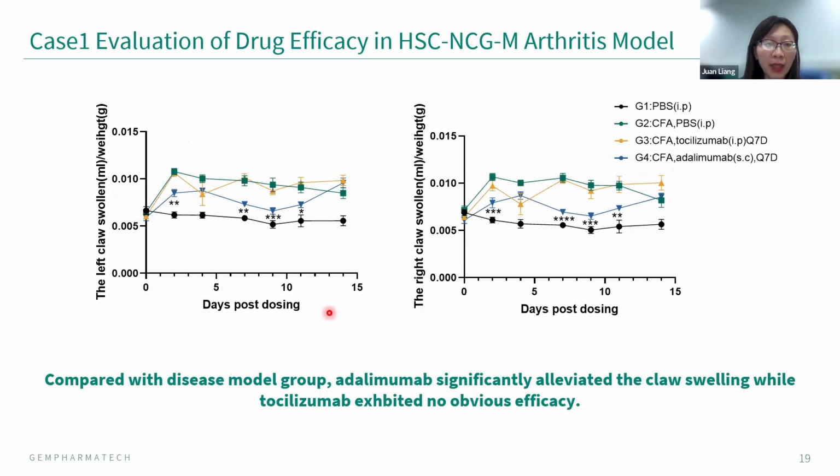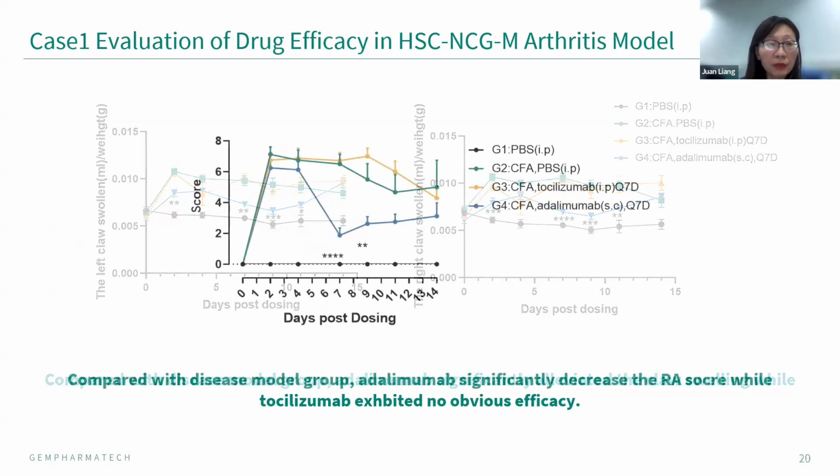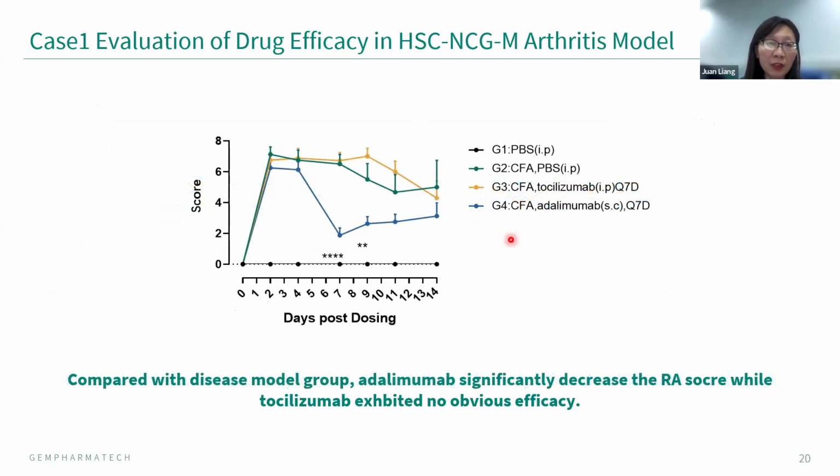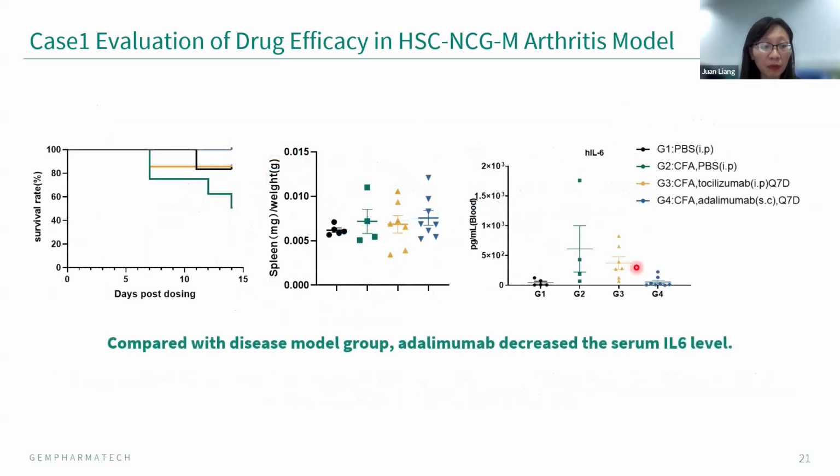And also, when we look at the swollen scores, the TNF-alpha antibodies also showed a significant alleviation effect to reduce the swollen scores. The comprehensive arthritis score also indicates that the TNF-alpha antibodies could reduce the arthritis score, but the IL-6 antibodies exhibited no obvious efficacy. Similar results were also observed in the survival rate.